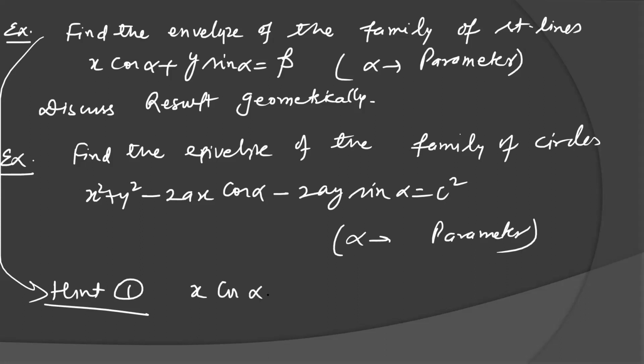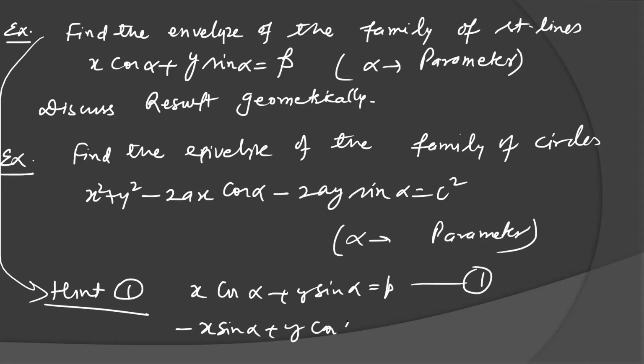You have x cos alpha plus y sin alpha equal to p. Okay, this is equation 1. Differentiate with respect to alpha. It will be minus x sin alpha plus y cos alpha equal to 0. You will get the value of tan alpha here. Tan alpha will be, I think, y over x. Now you have tan alpha, so you can find sin alpha, cos alpha and put in equation 1. You will get the equation of envelope.